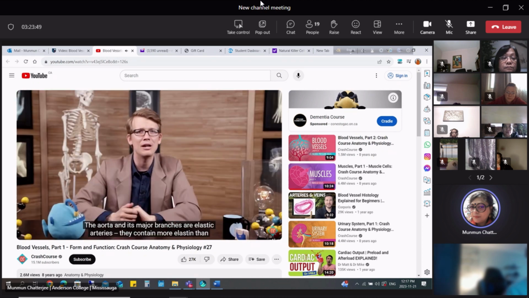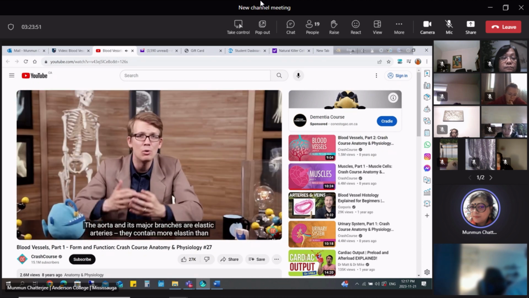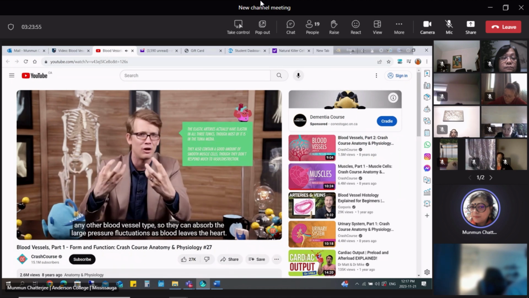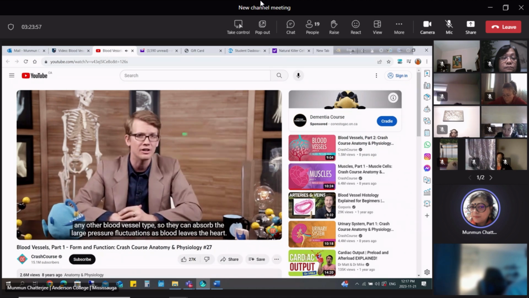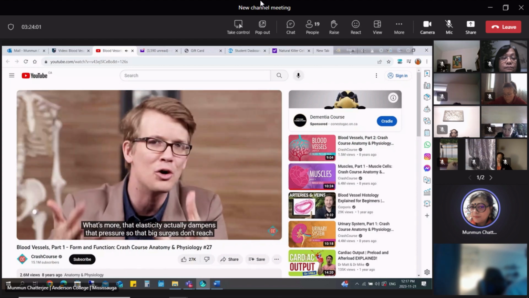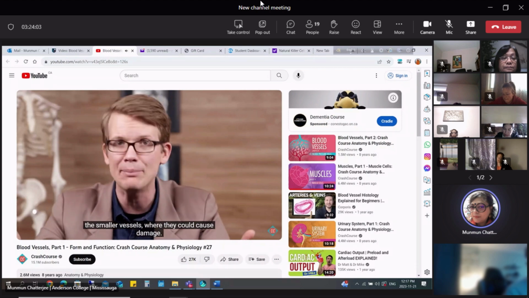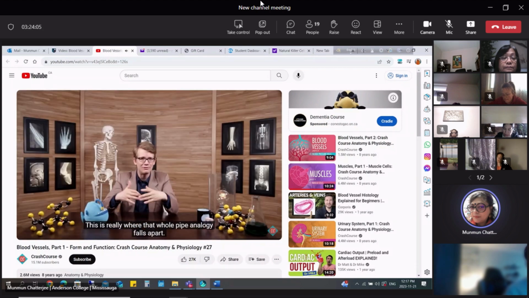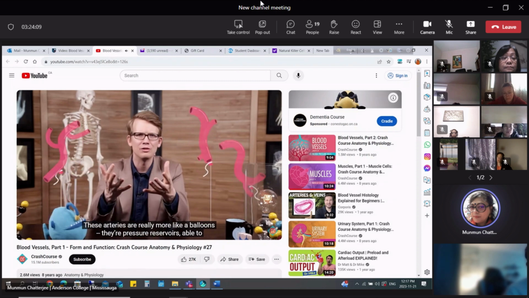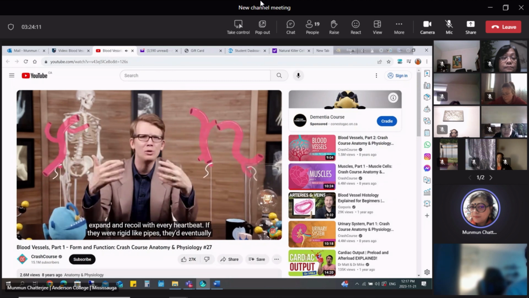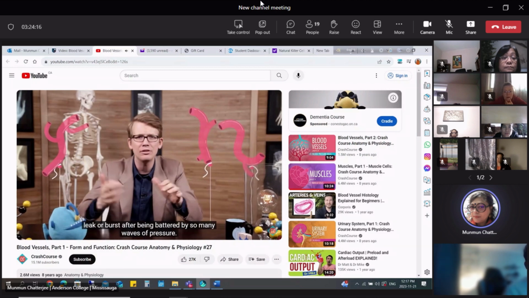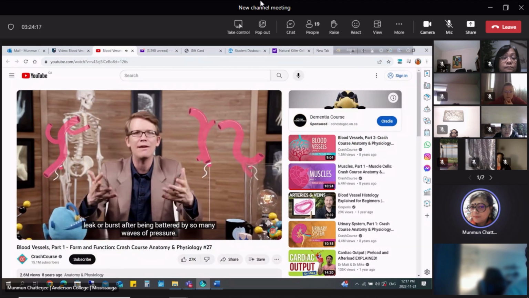The aorta and its major branches are elastic arteries. They contain more elastin than any other blood vessel type, so they can absorb the large pressure fluctuations as blood leaves the heart. What's more, that elasticity actually dampens that pressure so that big surges don't reach the smaller vessels where they could cause damage. This is really where that whole pipe analogy falls apart. These arteries are really more like balloons. Their pressure reservoir is able to expand and recoil with every heartbeat. If they were rigid like pipes, they'd eventually leak or burst after being battered by so many waves of pressure.